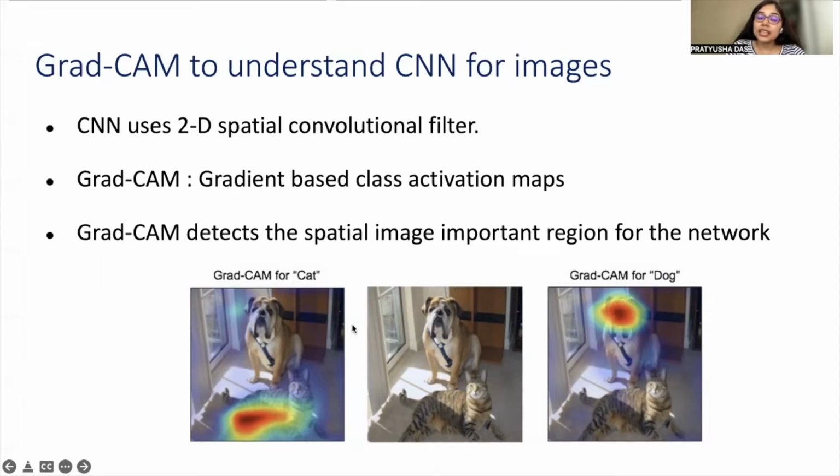And if you look at the leftmost figure, if the network wants to understand if there is a cat or not, the network will look at this region of the image. Now we are trying to design a method which can understand the important region of the data, which is spatially and temporally important region of the data.